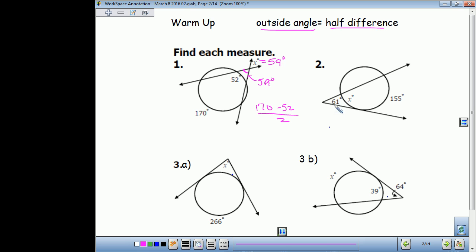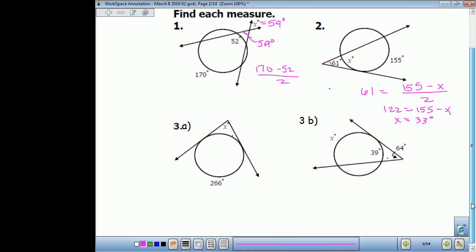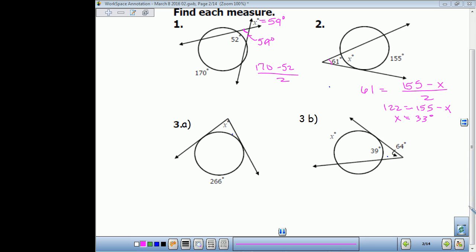All right, number 2, our angle, they actually gave it to us, 61. So 61 is equal to half the difference of big arc minus little arc. So we're 155 minus x. So I multiply by 2, I get 122 equals 155 minus x. Move x over here, the 122 over there, we get x equals 33. Okay, do these make sense?